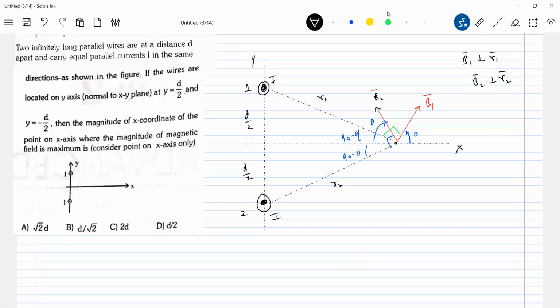So R1 equal to R, R2 equal to R. Let this be X. The magnitude of field strength at point B1 equal to B, let it be mu naught I by 2 pi R. Resultant field, this one more vertical line. So this should be 90 minus theta.